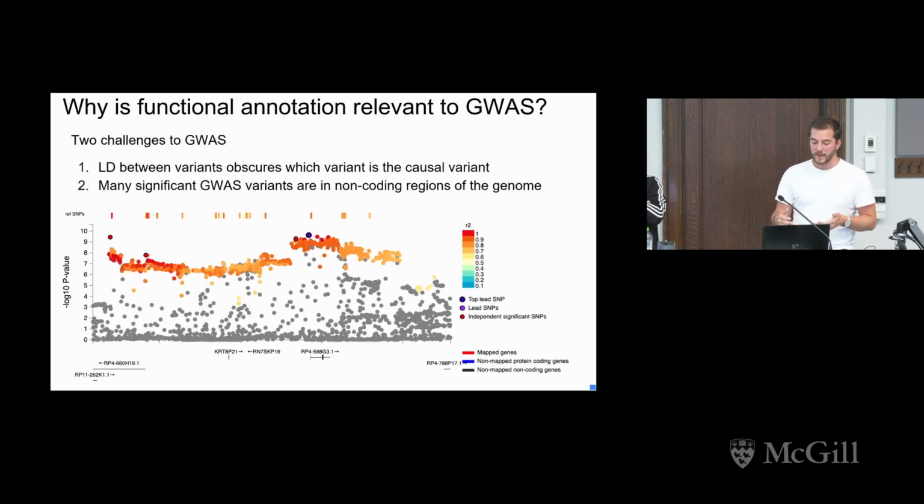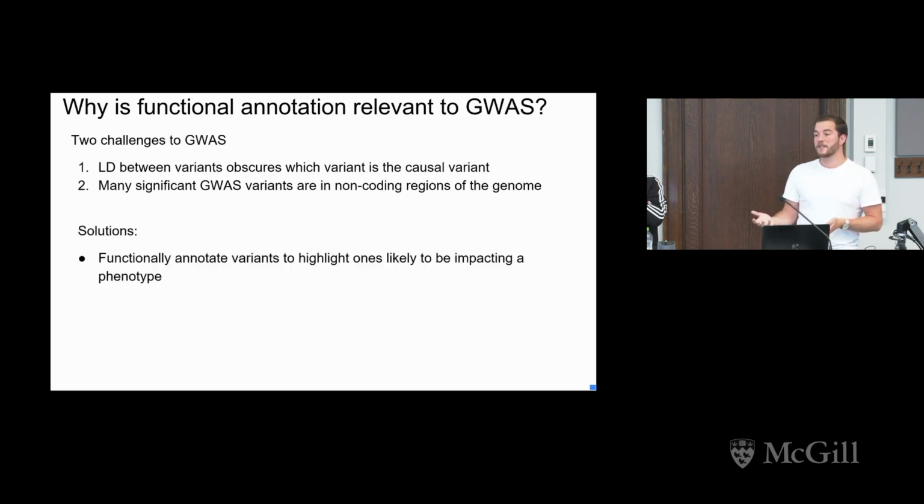But there's another problem, and that is that many significant GWAS variants are in non-coding regions of the genome. So even if you've done perfect fine mapping and you find that your variant is in this non-coding region, you know, what's next? What does it do? And again, functional annotations can help you here. So this is why functional annotations can help you resolve what is the causal variant, but also what the biological effect of this variant is going to be in the people who have this trait or disorder.